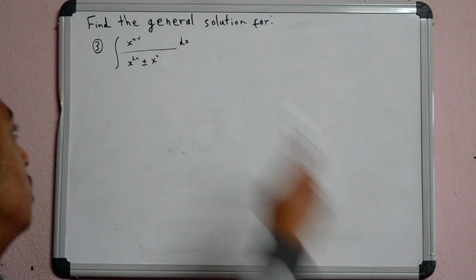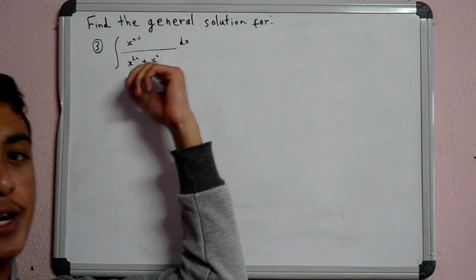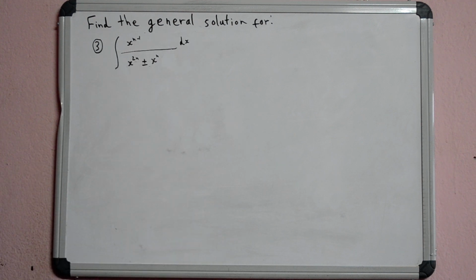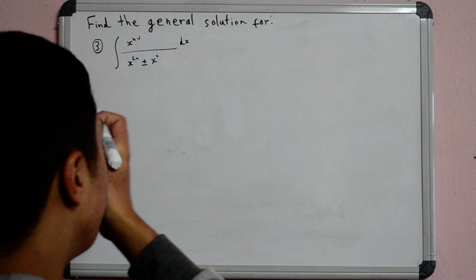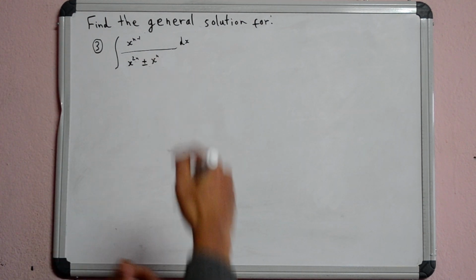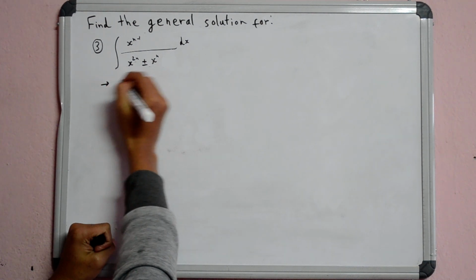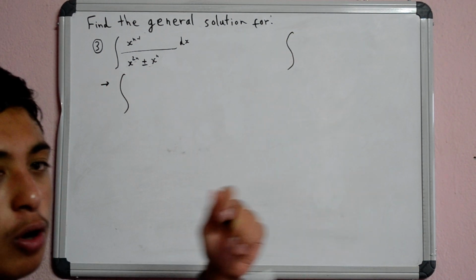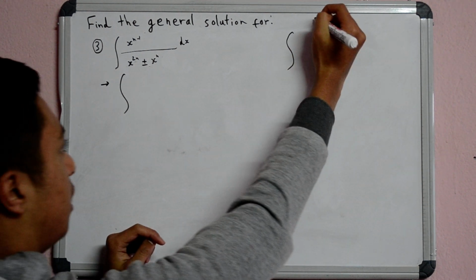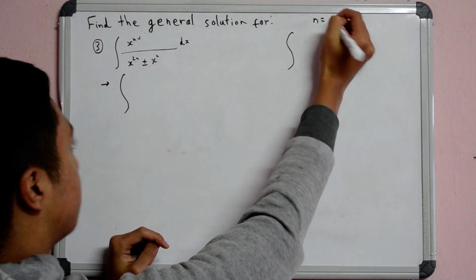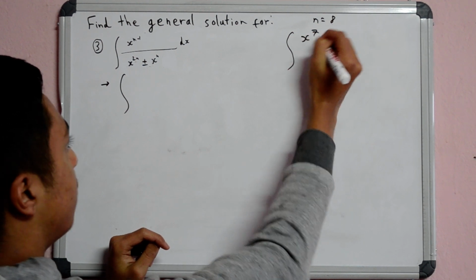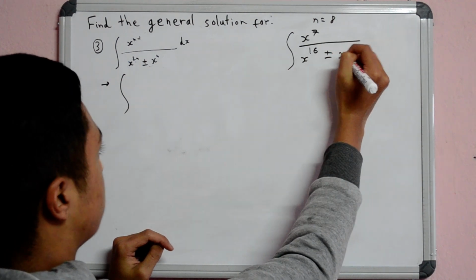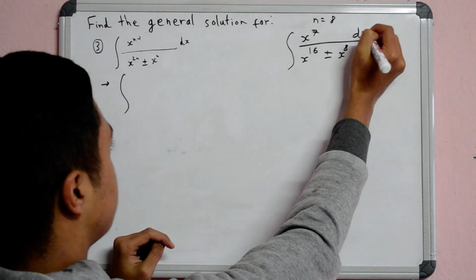Hello guys, let's find the general solution for this integral right here, x to the power n minus 1 divided by x to the power 2n plus minus x to the power n. Now, let's start with an example and base it off of that. Let's choose n to be 8, so that we get x to the power 7 by x to the power 16 plus minus x to the power 8 dx.